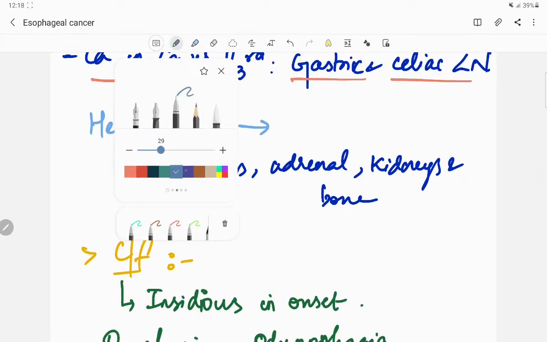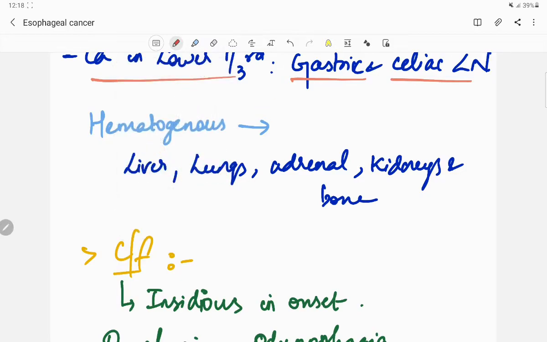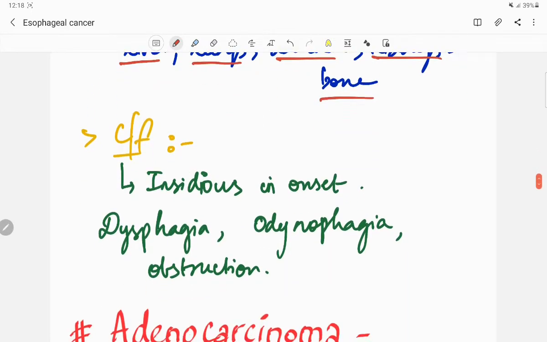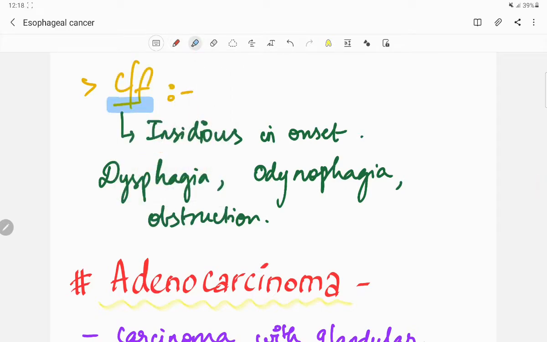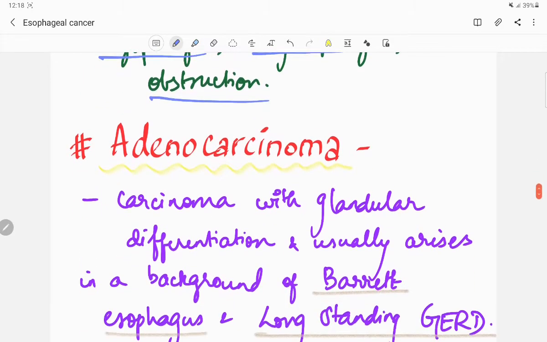Next is the hematogenous spread. Hematogenous spread is to the liver, lungs, adrenal, kidney and the bone. Next, the clinical features of squamous cell carcinoma esophagus. It is insidious in onset. The symptoms include dysphagia, difficulty in swallowing, odynophagia, pain during swallowing and obstruction. These are the clinical features which are insidious in onset.